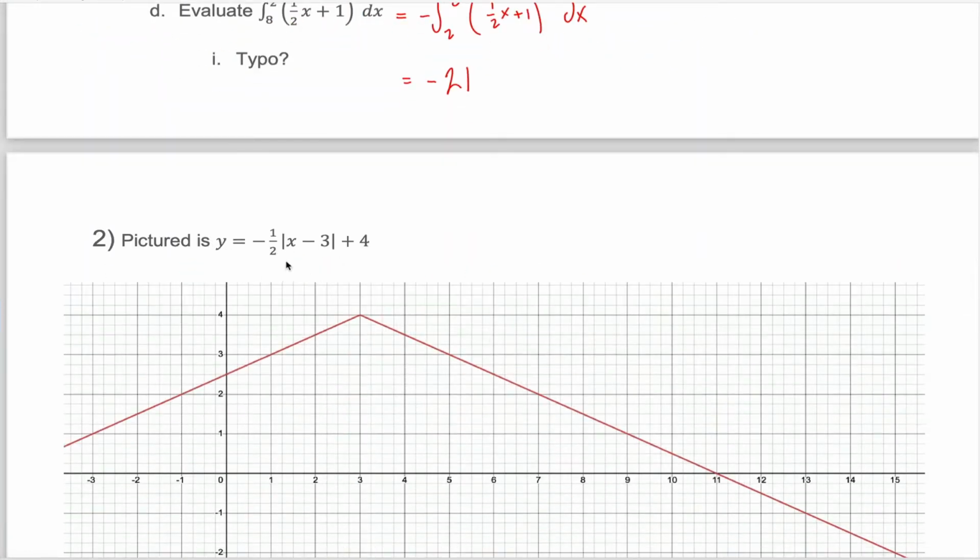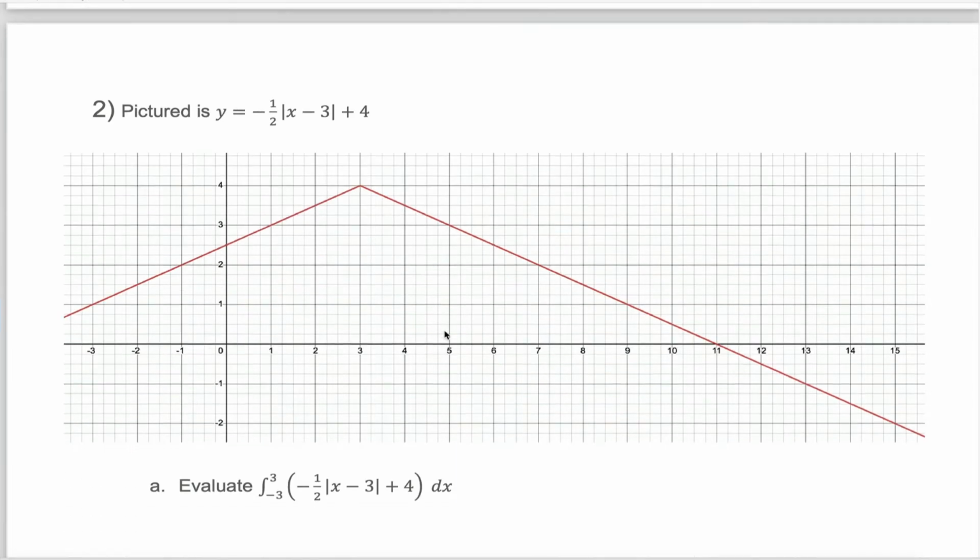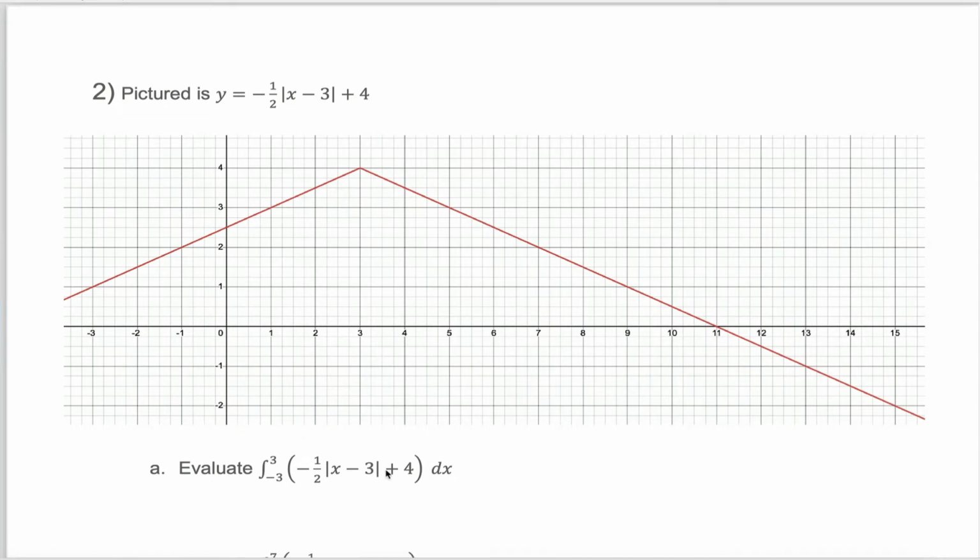So here's a different example. Pictured is the graph of y equals negative 1/2 times the absolute value of x minus 3, plus 4. It's this kind of weird V-shaped graph. And what we want to figure out, with no context or English or anything, is this huge mess.